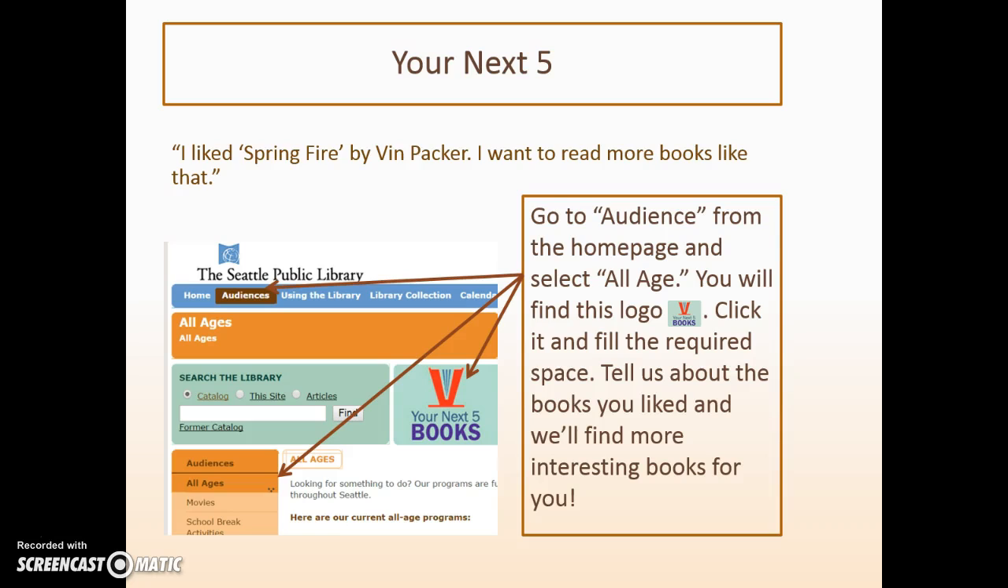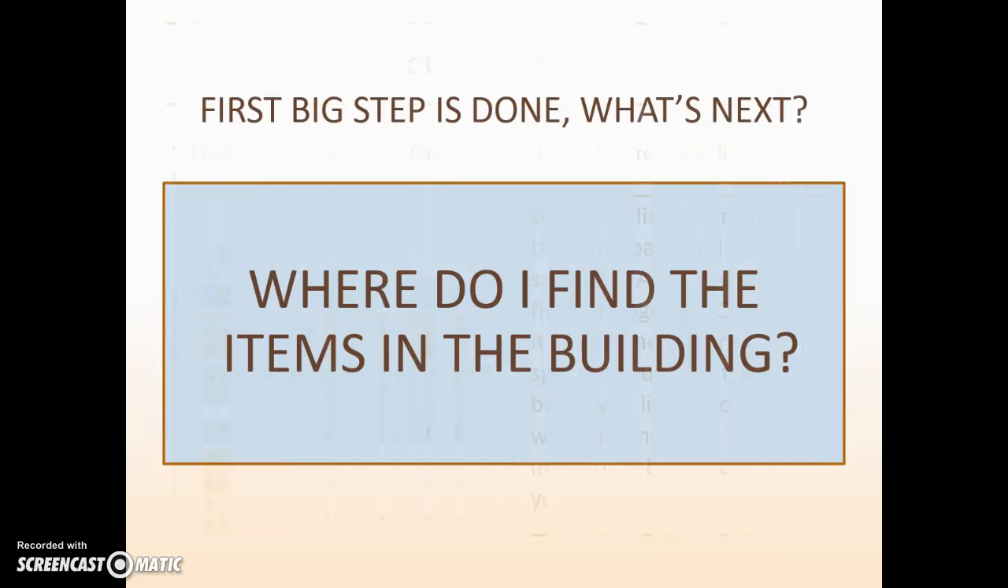Next feature is called Your Next 5. This is very useful when you are in a situation like, oh, I really liked Spring Fire by Vin Packer. I want to read more books like that. Go to Audience from our homepage and select All Ages. You will find this logo. Click it and fill in the required sections. You need to write short sentences about the books you like, and then we will find more interesting books for you.